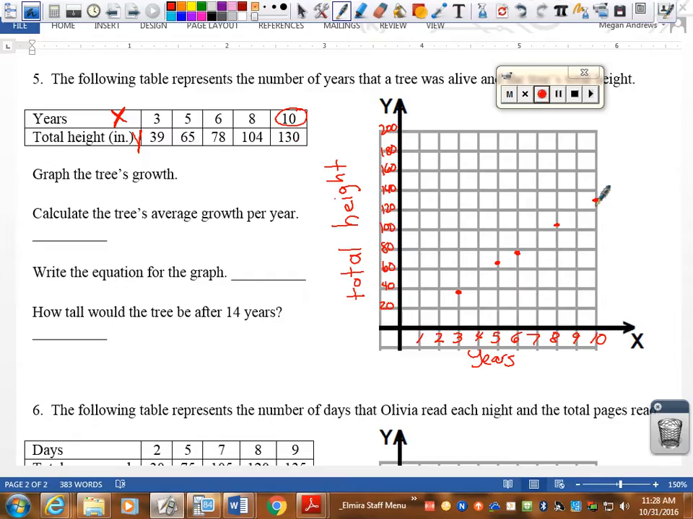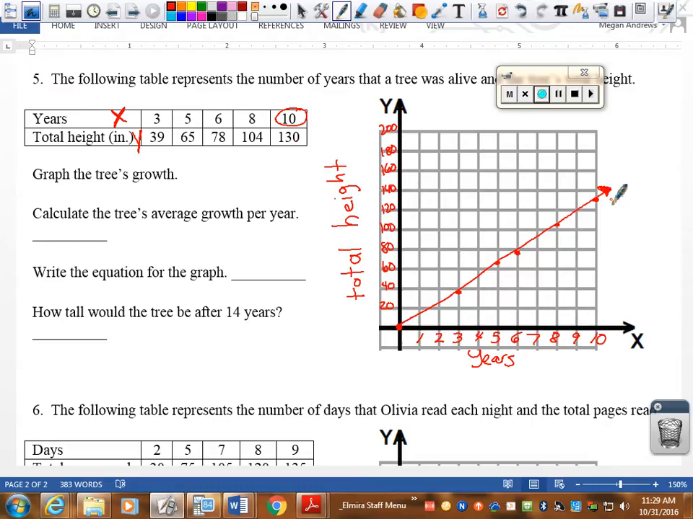Now what you should notice is that we're estimating the location of the points because we're not computers. We're estimating the location of the points because we're in between values. But they roughly form a straight line. And that line should connect back to the origin. If no time has gone by, then the tree has not grown. Connect them, put an arrow. Okay, so that's your graph.